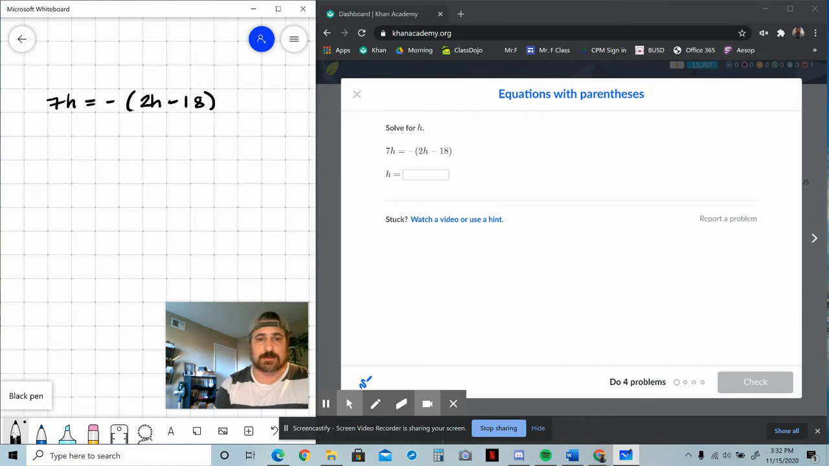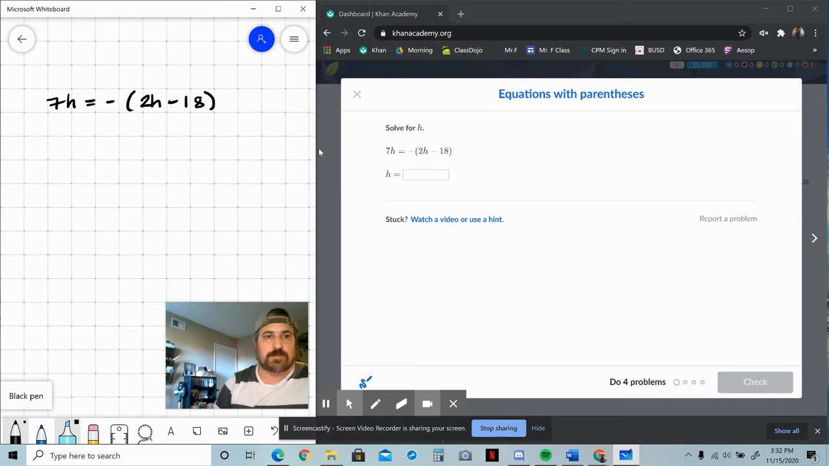Distribute, then combine like terms and simplify left and right side. And then if you need to, bring all the variables to one side and all the numbers to the other. So once again, distribute, combine like terms, then simplify left and right as far as you can, then bring all your variables to one side, all your numbers to the other. Basic process. So I would distribute this.